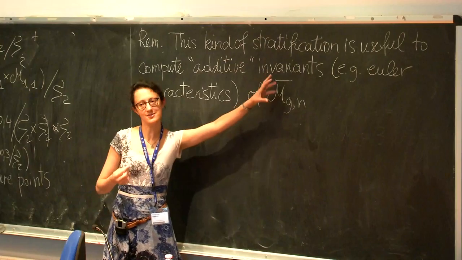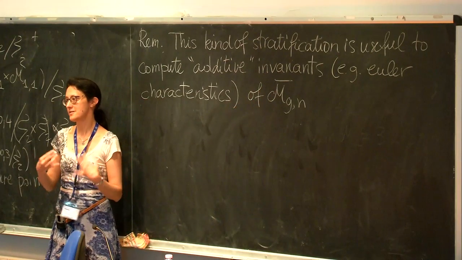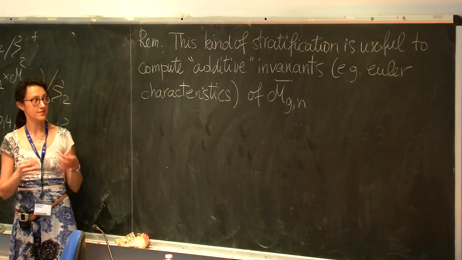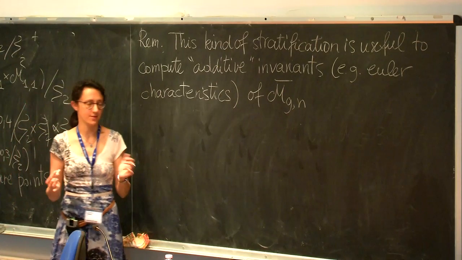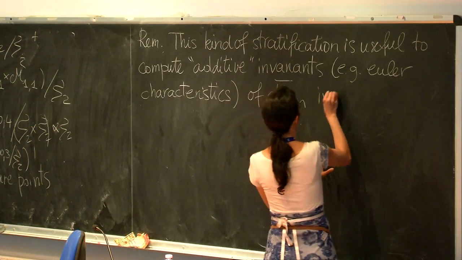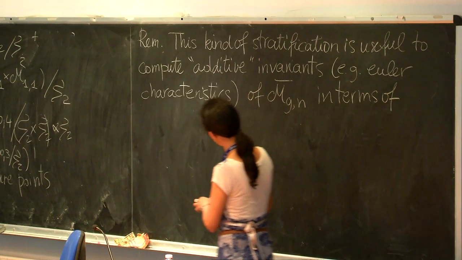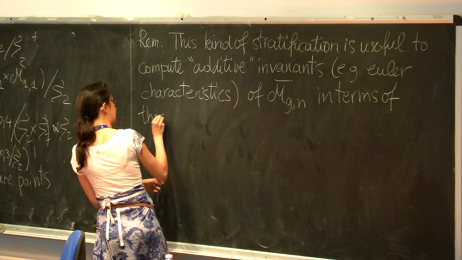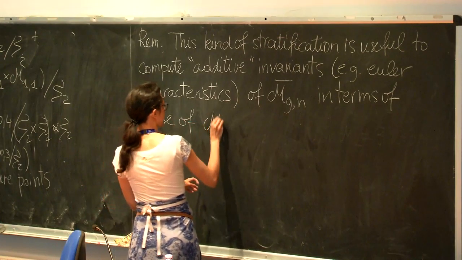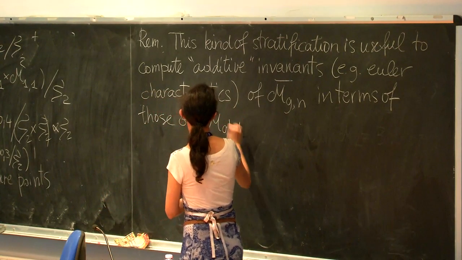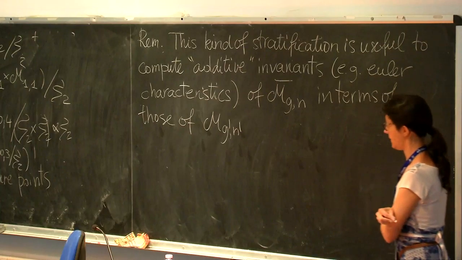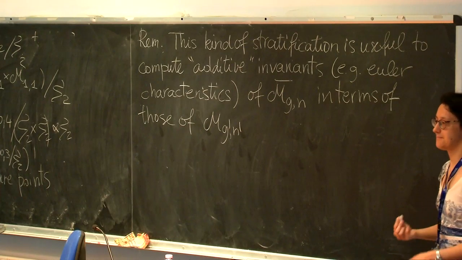What I was saying is the closed one is more complicated, but if we have some kind of additive invariant, we can try to get it from the ones of the strata. And the strata can be somehow controlled by taking the open moduli spaces, which are, yeah.